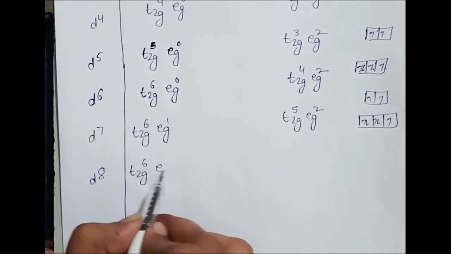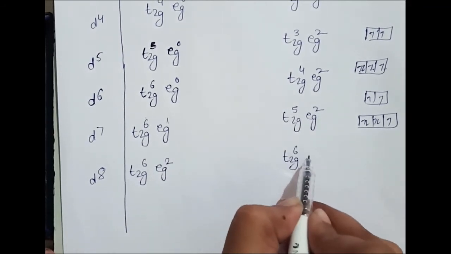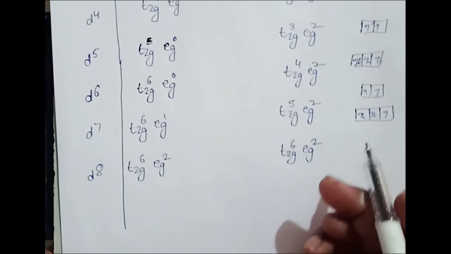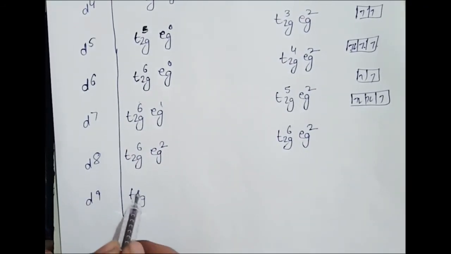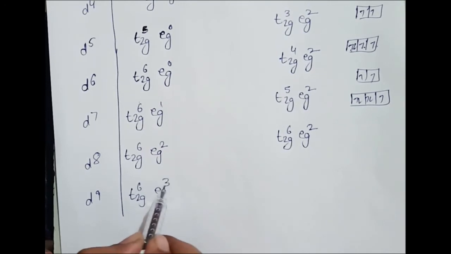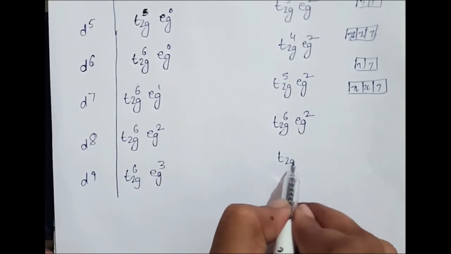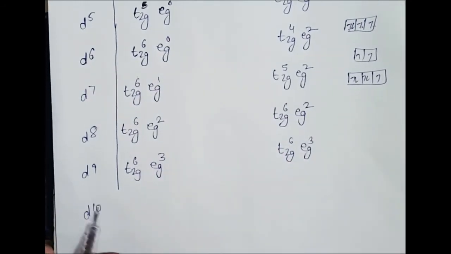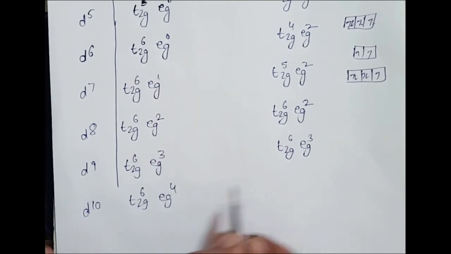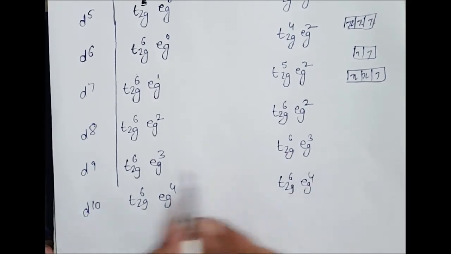Now D8 system. D8 will be T2G6 Eg2, and here also T2G6 Eg2. D9 is T2G6 Eg3, and here also T2G6 Eg3. And finally D10 is T2G6 Eg4, and here also T2G6 Eg4.